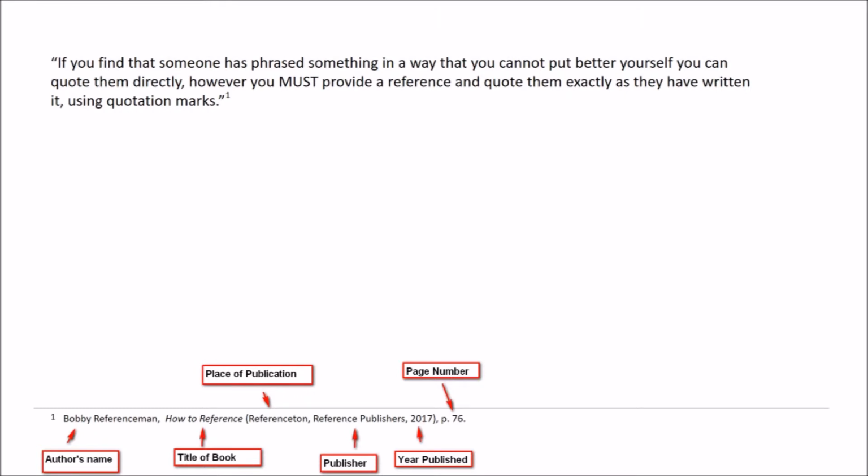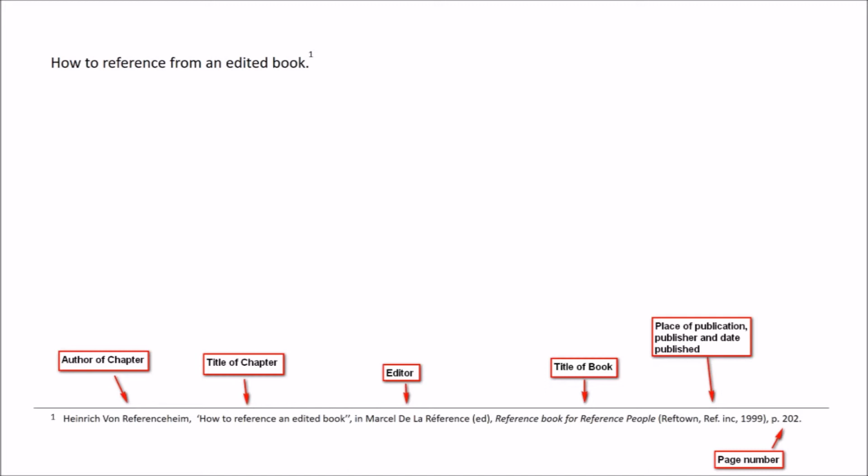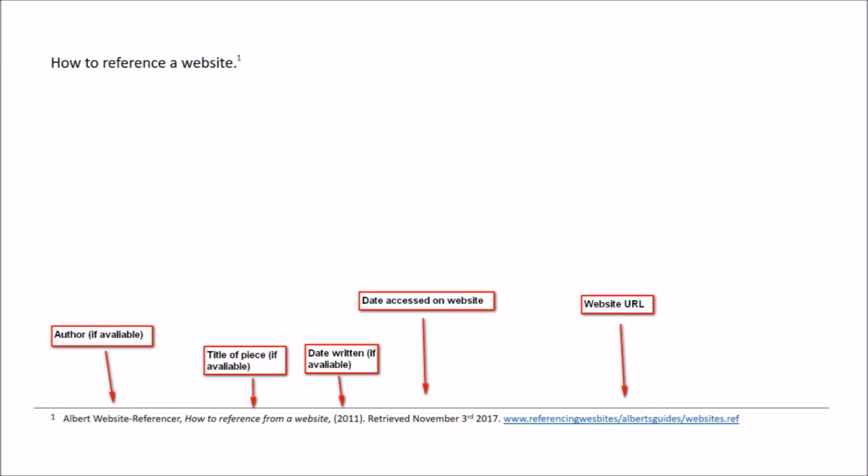Depending on what you're referencing, you might need to include different things. Here, when referencing a book, you'll need the author's name, the title of the book, the place of publication, the publisher, the year published, and the page number where you got the piece of information from. An edited book includes contributions from a number of different authors, so on top of the usual things you'd need for a normal book, you will need the author of the chapter, the title of the chapter, and the editor as well. If you want to include a reference from a website, if they're available, you should include the author's name, the title of the piece, and the date it was written, but you must include the date you accessed the piece and the website's URL.